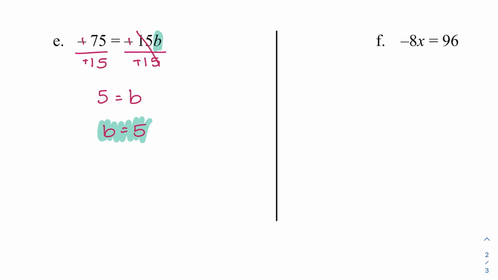And the last example we have is very similar. It is negative 8x equals 96. So I have a negative 8 being multiplied by x, so we have to divide both sides by negative 8, and we get x is equal to negative 12.